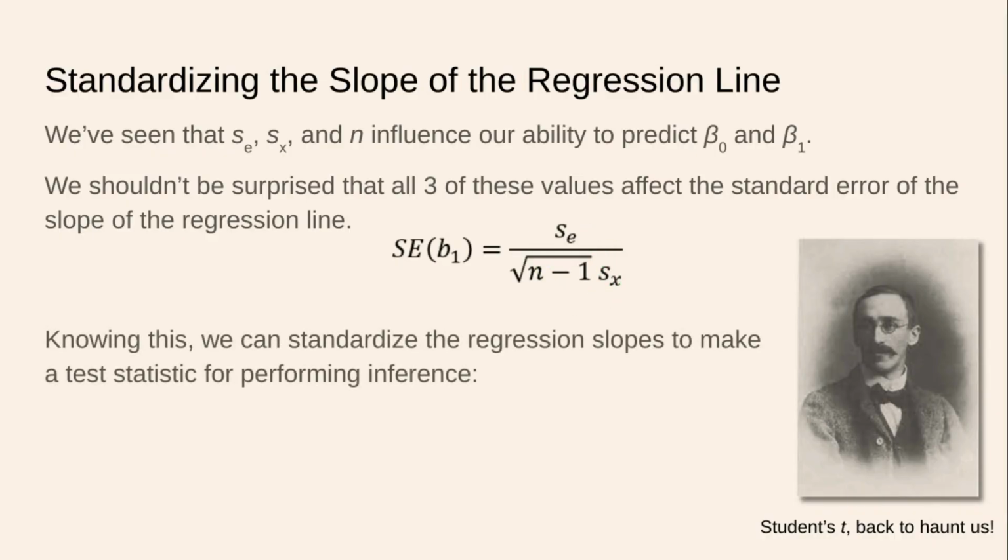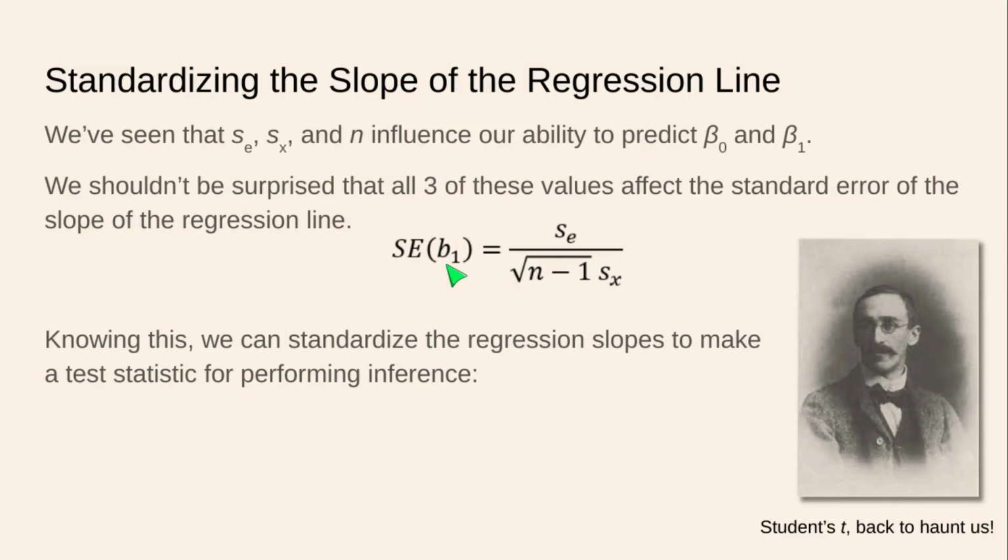Knowing this, we are able to standardize the regression slopes and make a test statistic for performing inference. This, again, as I said, is very technical. Long story short, we are able to model the standard error or the variation of our predicted slopes of the regression line, the B1s that we would get from many samples.